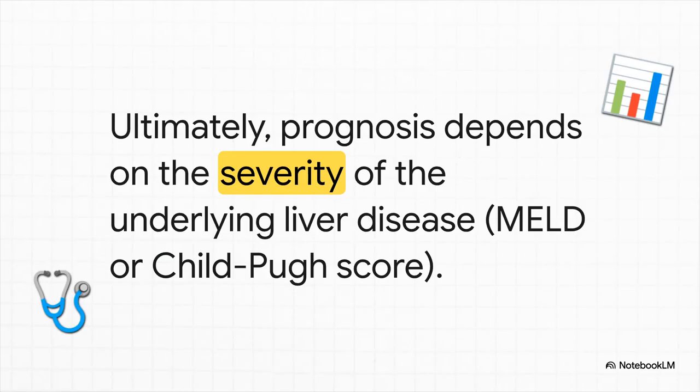But at the end of the day, we have to remember the most crucial point. The long-term prognosis for these patients isn't really about the varix itself. It all comes down to the severity of their underlying liver disease. That's why we use scores like the MELD or Child-Pugh. They give us the best picture of a patient's overall risk and what their future might hold.